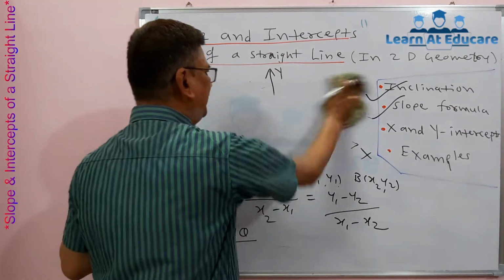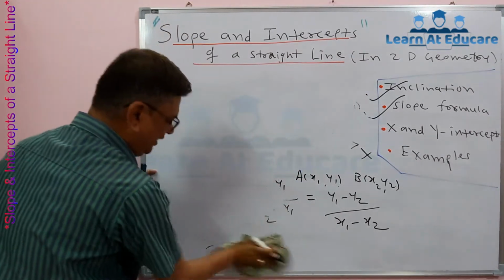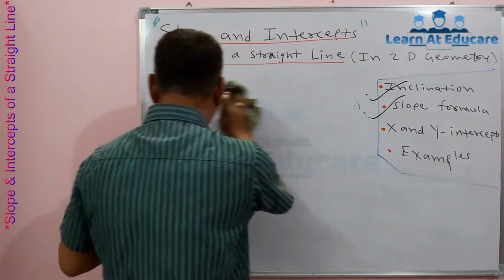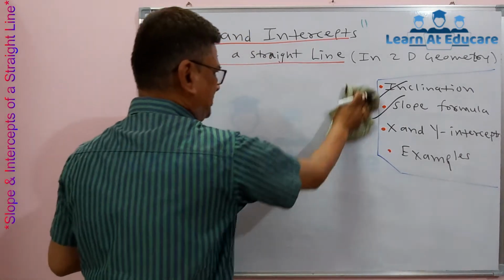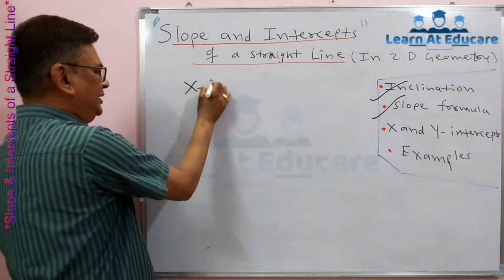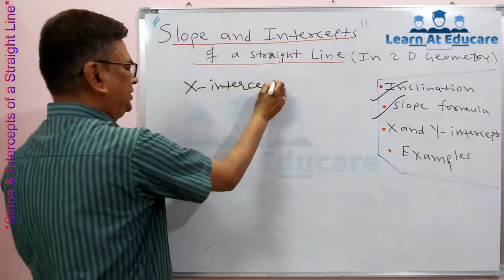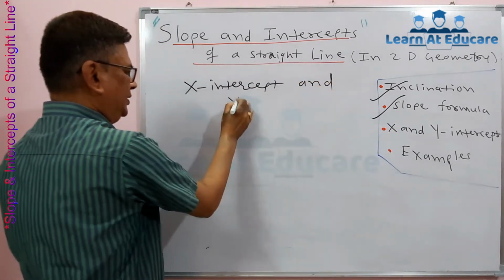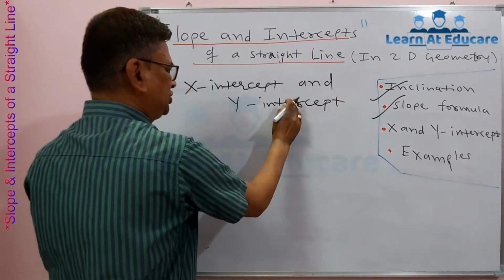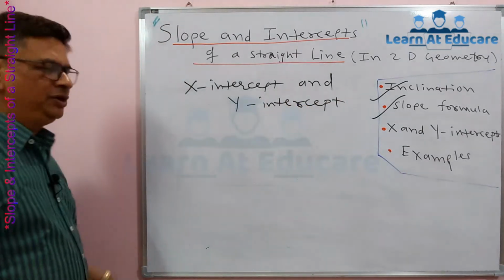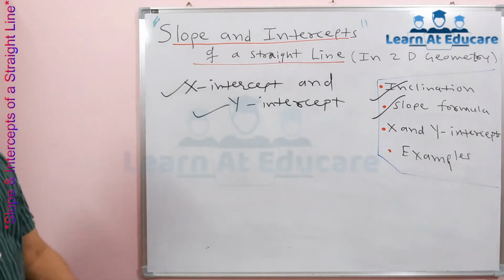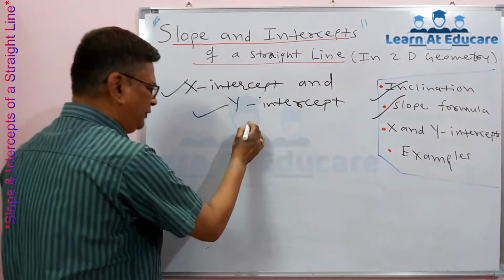Now we deal with what is meant by intercepts of a line. A line has two intercepts, x intercept and y intercept. A line has such two intercepts. I repeat, one is called x intercept, other is called y intercept. Now what is that x intercept and what is that y intercept?